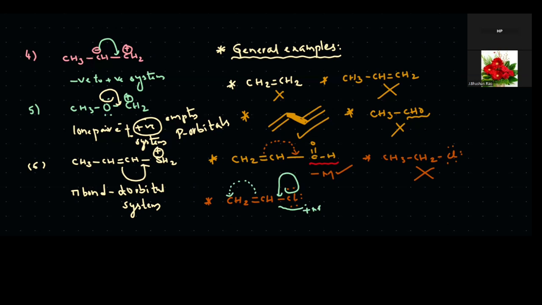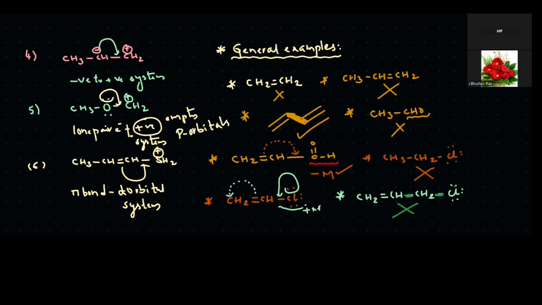CH2 double bond CH, CH2 Cl. Here it is given like this. If you observe in this given case also, a lone pair of electrons is present on the chlorine, but here how many sigma bonds are present between the chlorine and the pi bond? Two sigma bonds. If two sigma bonds are present, here there is no conjugation. So this compound does not exhibit the mesomeric effect. Next, another example.